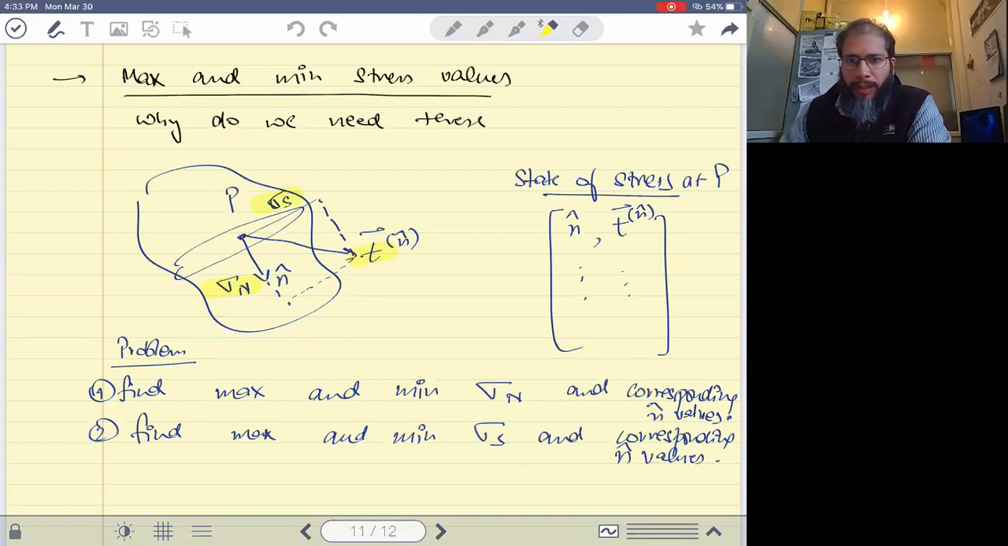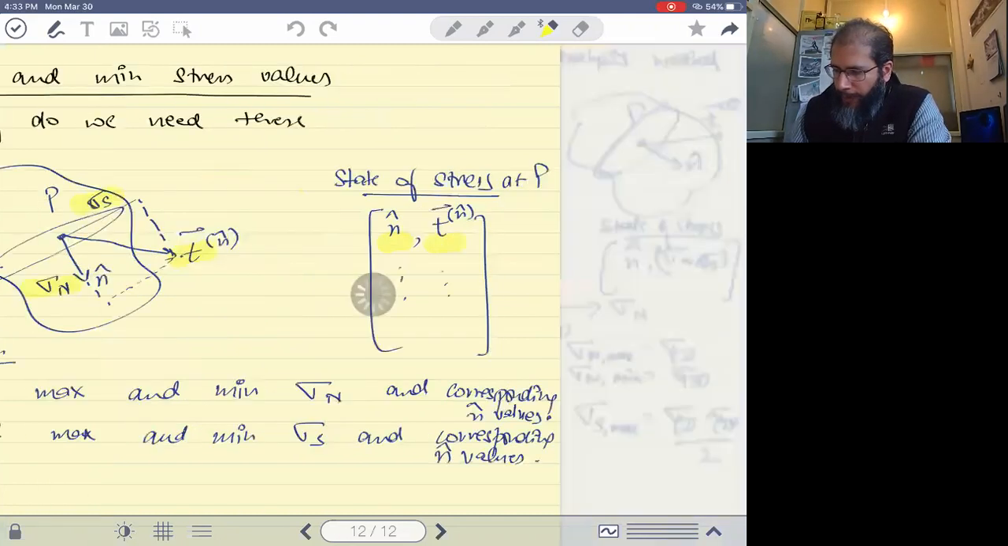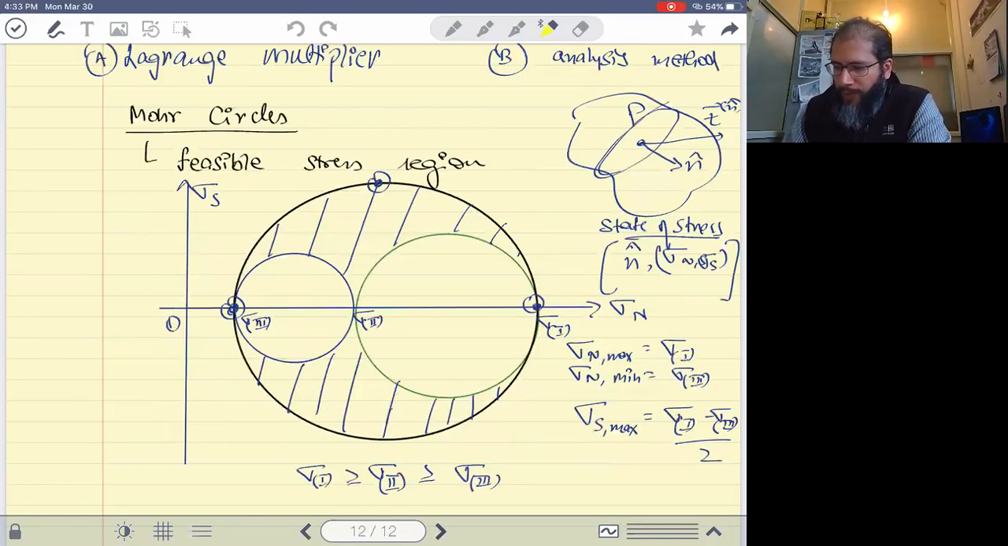So the state of stress at point P can be written as a combination of your normal directions and corresponding T directions, or instead of T, I can always write sigma n comma sigma s. Okay, that's what I wrote here. So state of stress is a list of all n hats and the corresponding sigma n comma sigma s points. So the first method, the method of Lagrange multiplier, we'll see how we can use that to find maximum and minimum sigma n and sigma s values and correspondingly the n hat directions.